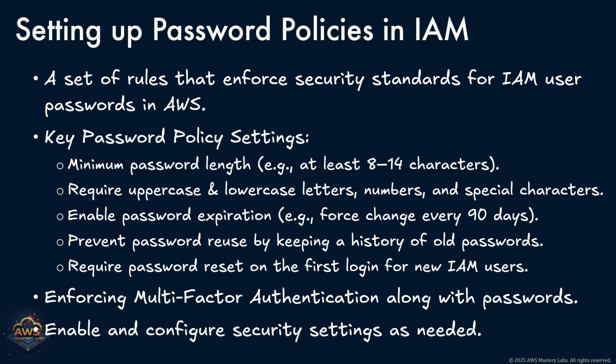Password policies in AWS IAM are an essential part of securing user access. They define a set of rules that enforce security standards for IAM user passwords, helping you maintain strong authentication practices across your AWS environment. Some of the key password policy settings include setting a minimum password length, typically between 8 to 14 characters, to prevent weak passwords, requiring the use of uppercase and lowercase letters, numbers, and special characters, ensuring complexity and making passwords harder to guess or crack.